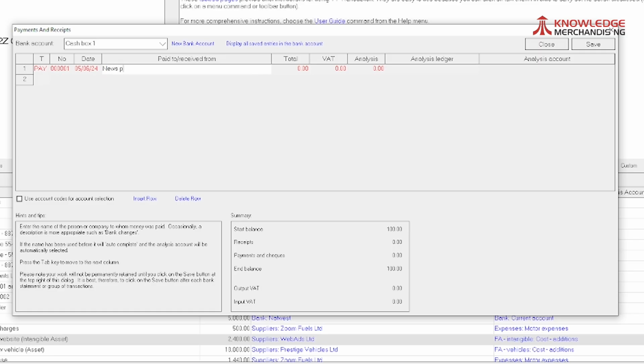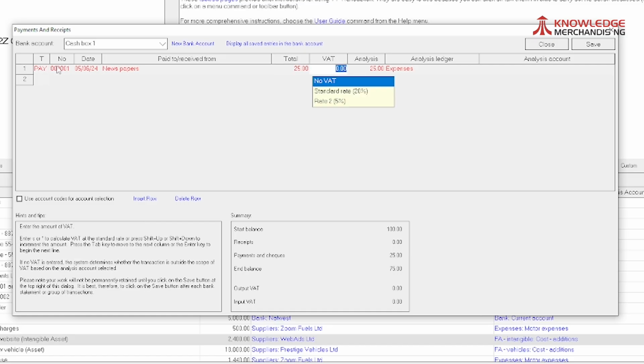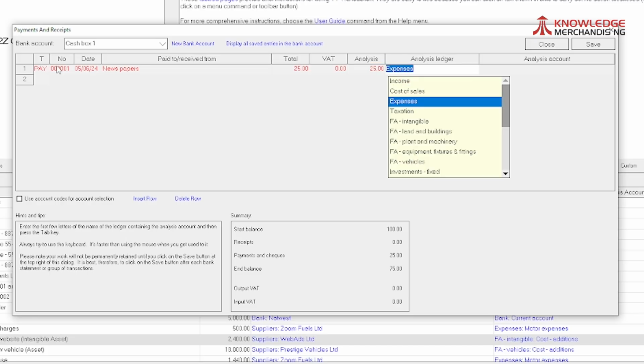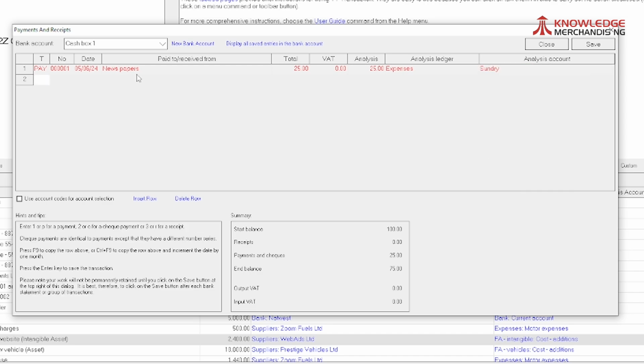newspapers, amount is £25 and here there is no VAT on this, expenses and office expenses. So I have to look at the right expenses for this one. Let me put sundry.